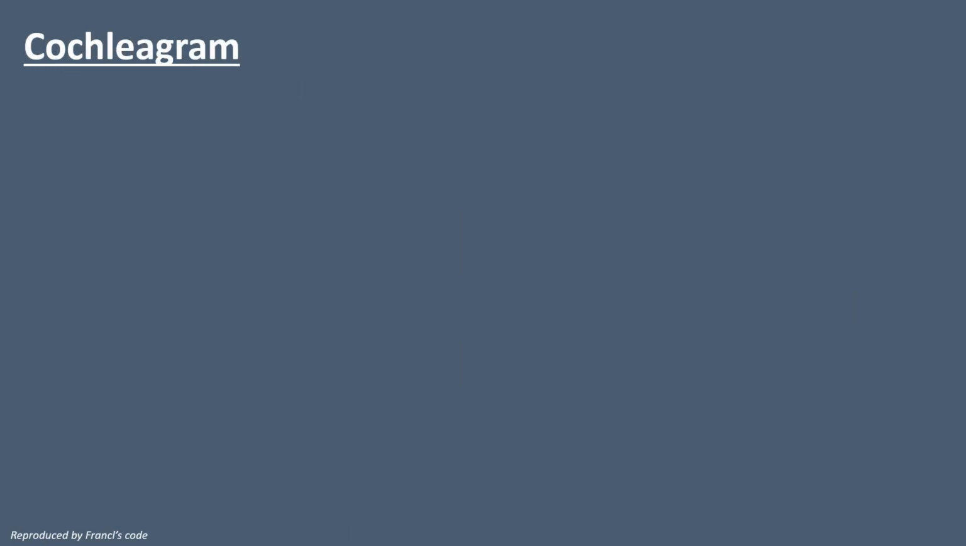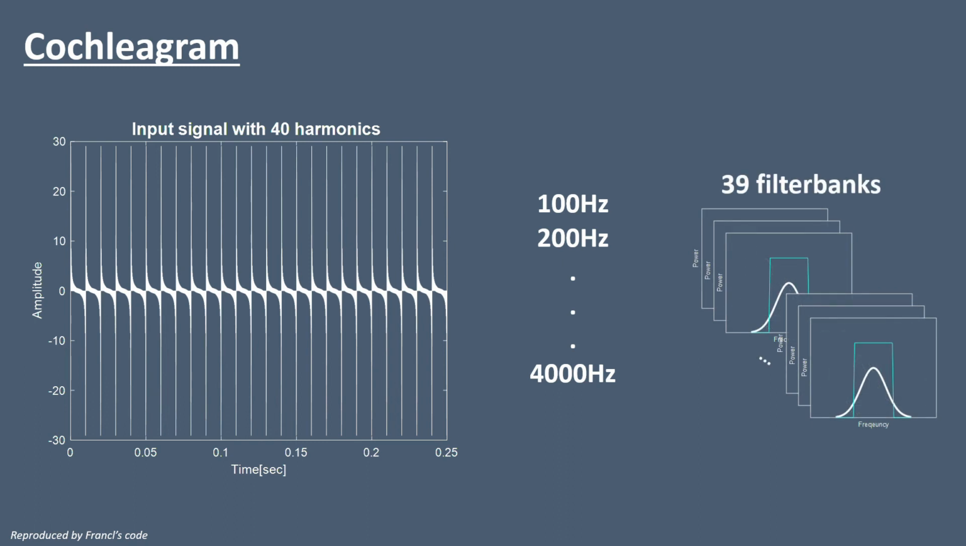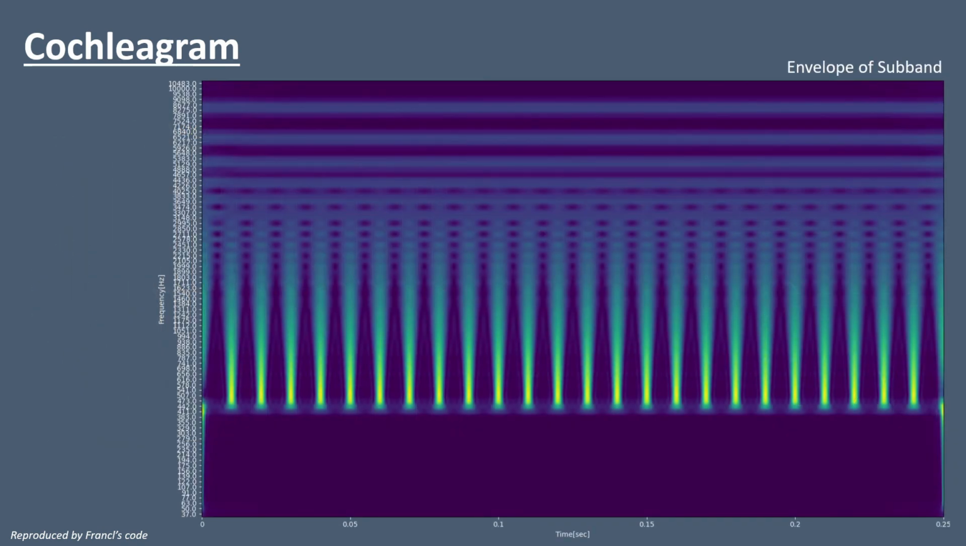Now, let's move on to the cochleagram. As I explained before, the outcome of the cochlea model is the time frequency representation. I will give you an example provided by Francl. This is a sinusoid signal of 100 Hz with 40 harmonic frequencies. By passing through 39 filter banks in the frequency range from 20 Hz to 20 kHz, the outcome of the cochlea model will be like this. The x-axis and the y-axis represent time and frequency, and the color bar represents the intensity of the firing rate, displayed by the warmth of the color.